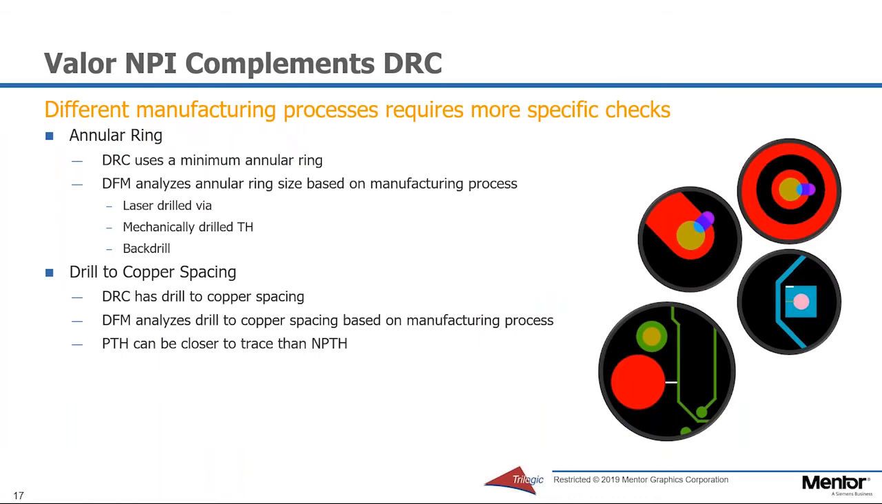Different manufacturing processes may require more specific checks than those found in traditional DRC. For example, DRC may check for a minimum annular ring, but DFM will check the annular ring based on the manufacturing process, laser drilled, mechanically drilled, or back drill configurations, for example. DRC has a drill to copper spacing rule, but DFM will analyze the drill to copper spacing based on the manufacturing process, plated through versus non-plated through holes, for example.